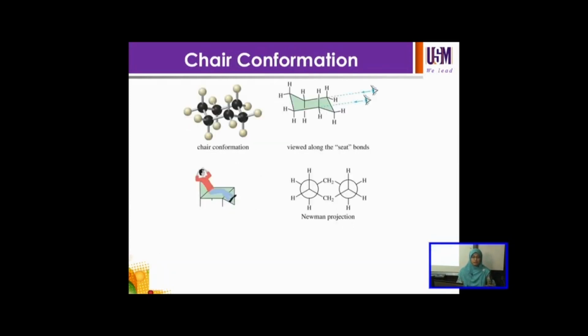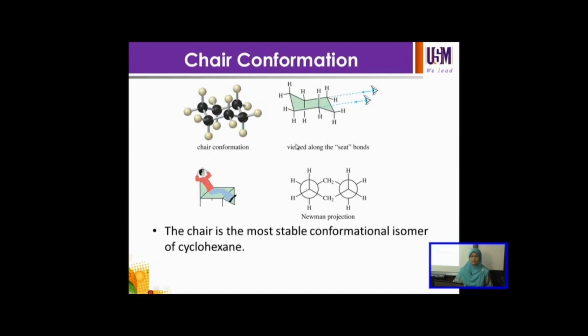So, what is a chair conformation? The chair conformation of cyclohexane has one methylene group pointing upward and another pointing downward. The chair is the most stable conformation of cyclohexane, and the chair has no eclipsing interaction. You can see here, there is none.